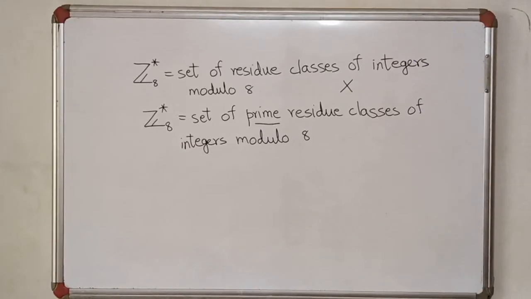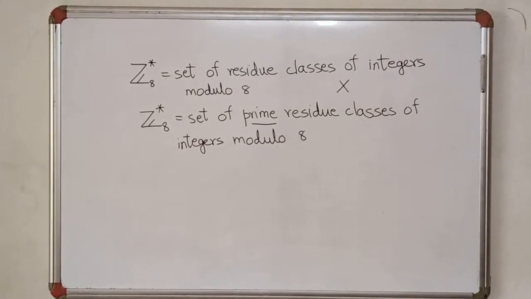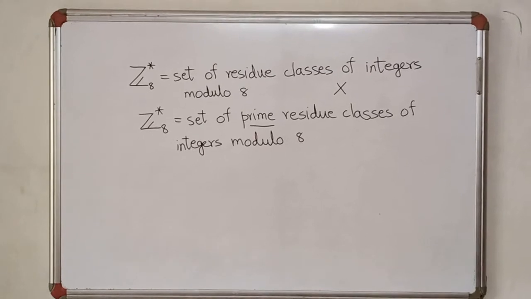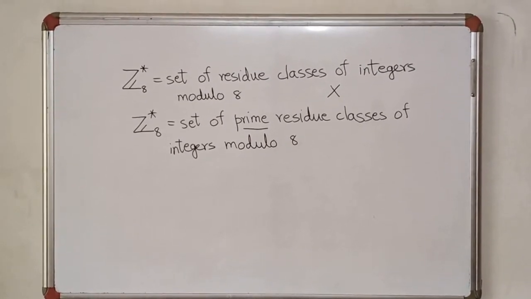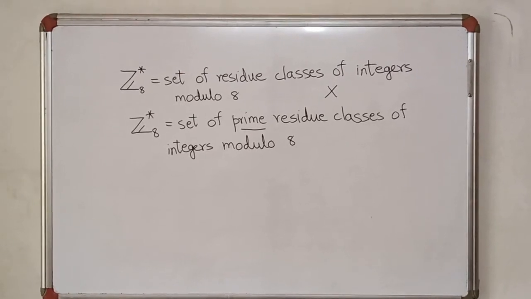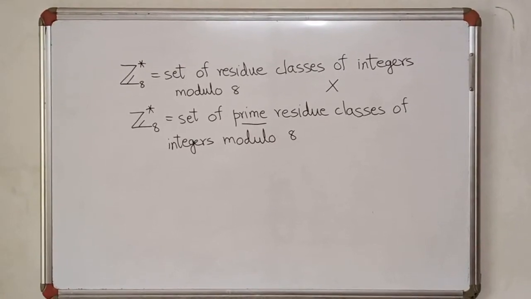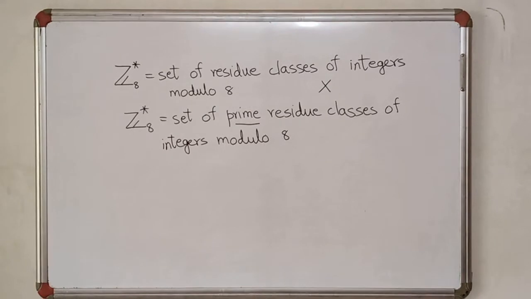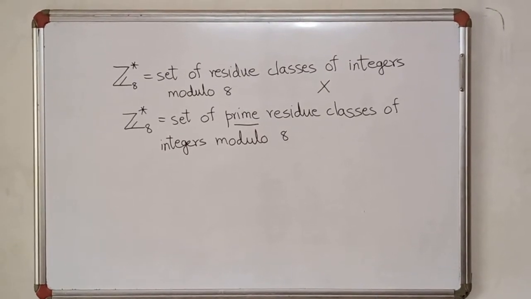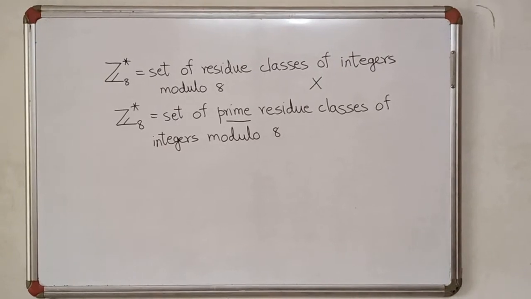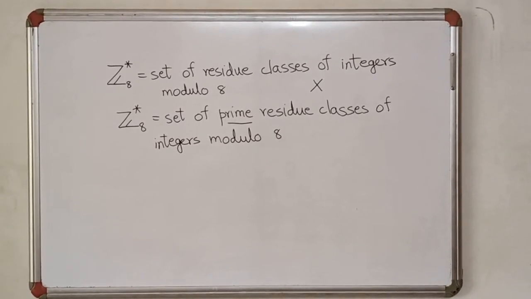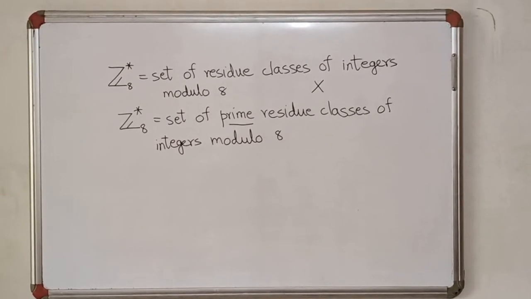Dear students, there is a correction that I would like to make. In the video by mistake I have written Z8 star is set of residue classes of integers modulo 8. That's not correct. The correct statement is Z8 star is set of prime residue classes of integers modulo 8. So please make that correction and then proceed.